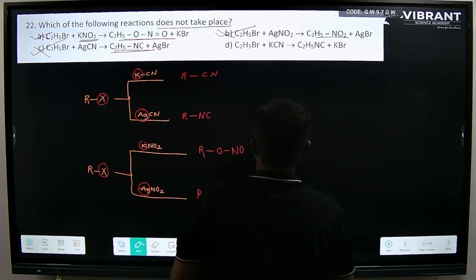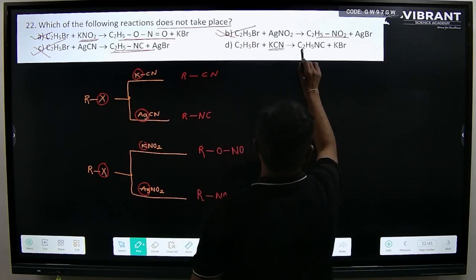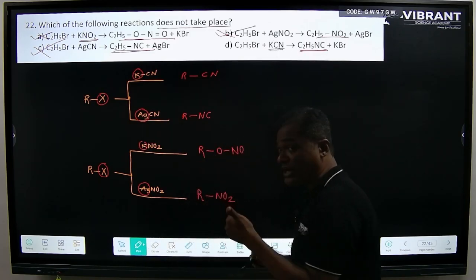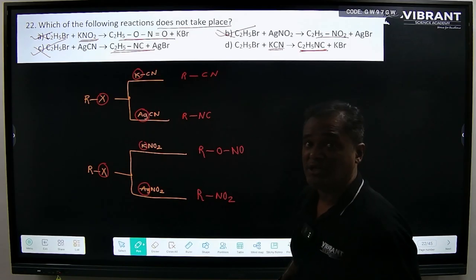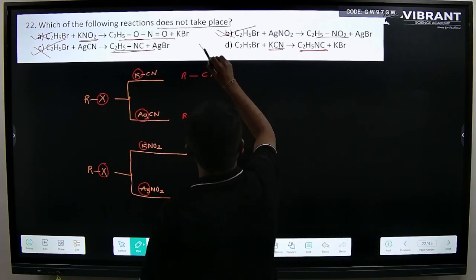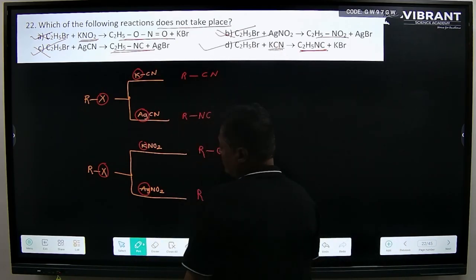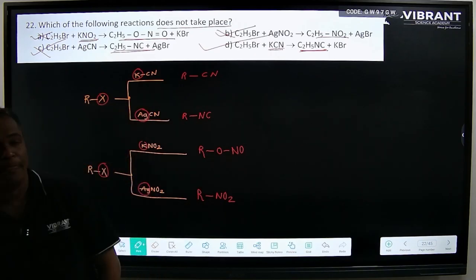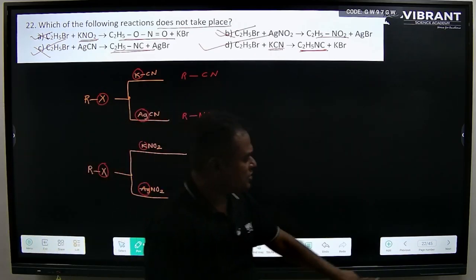And last, which is left out, in case of KCN, we can never get isocyanide as the major product. We can get isocyanide, but in minor amount, not as a major product, and that is why this answer is our correct answer. I hope this is clear, child. Fine. Yes, let us proceed to the next question.